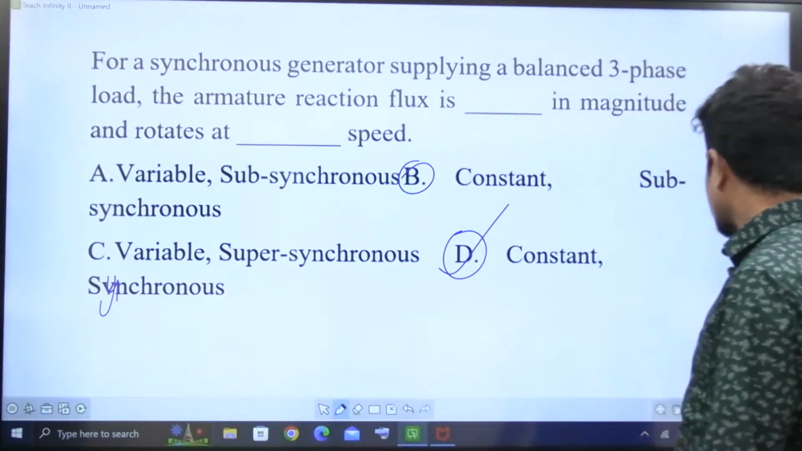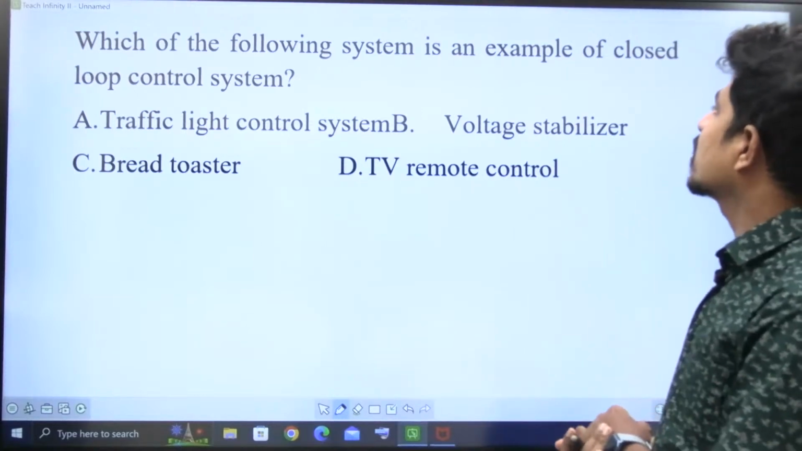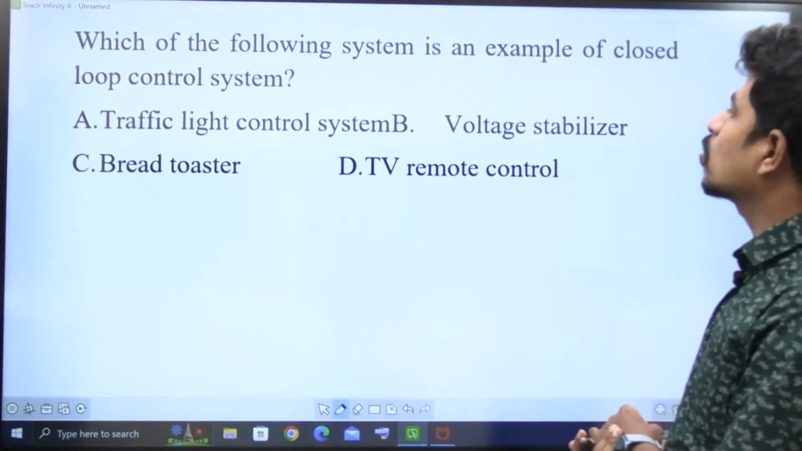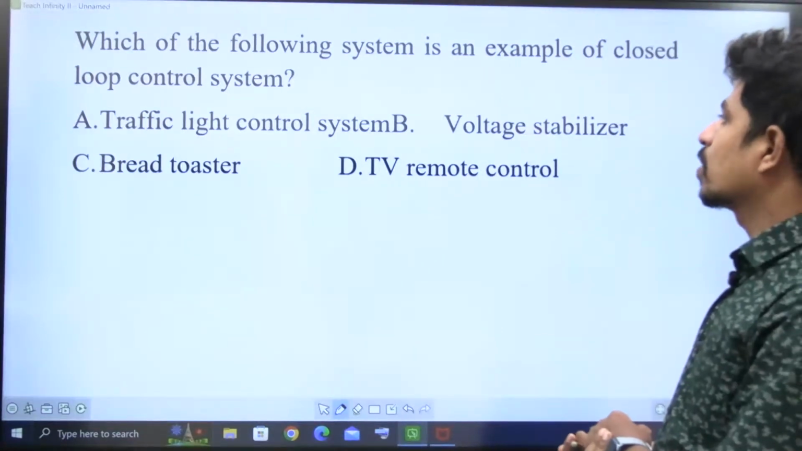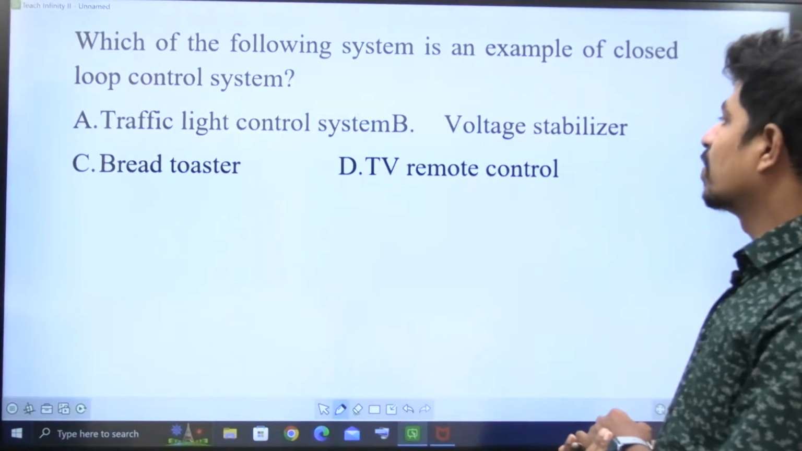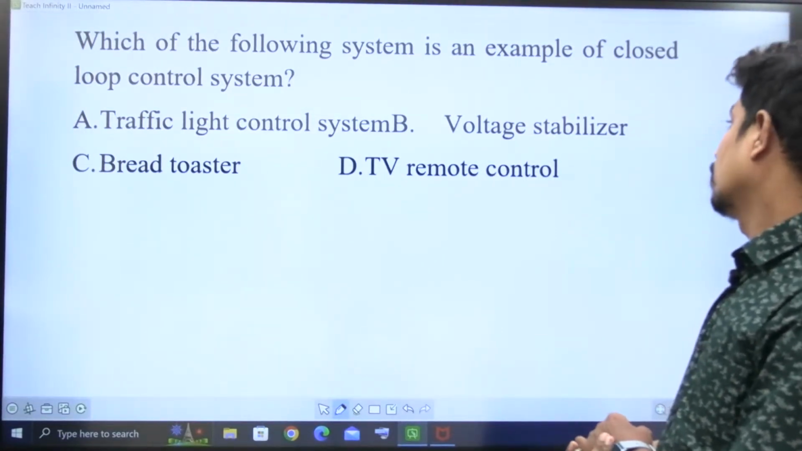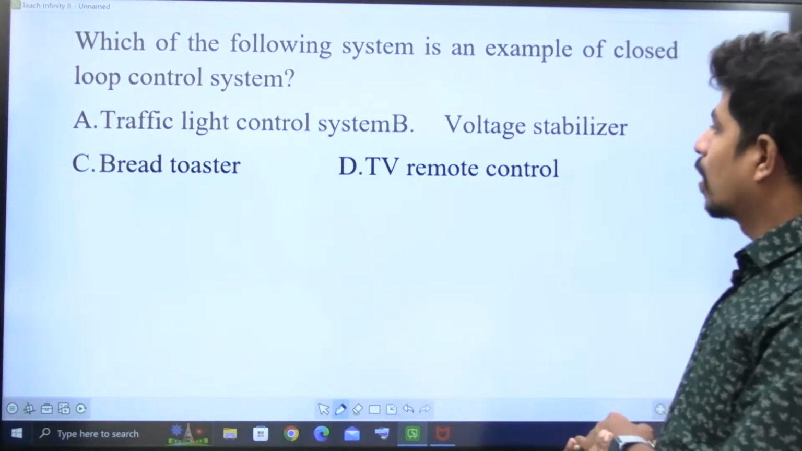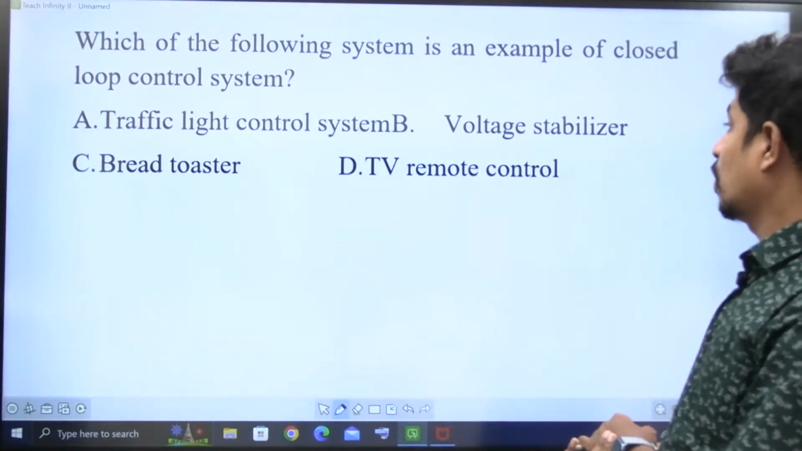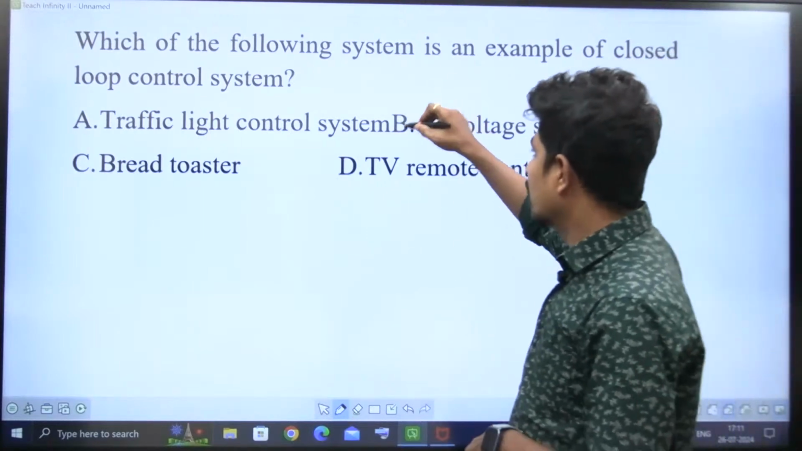Yes. Next question, please. Which of the following systems is an example of a closed loop control system? As I told you, some questions are given from control systems also. Traffic light control system? No, it's not a closed loop control system. Voltage stabilizer? Let us see. Bread toaster? It is not. TV remote control? It is not. Option is B. I will tell you.